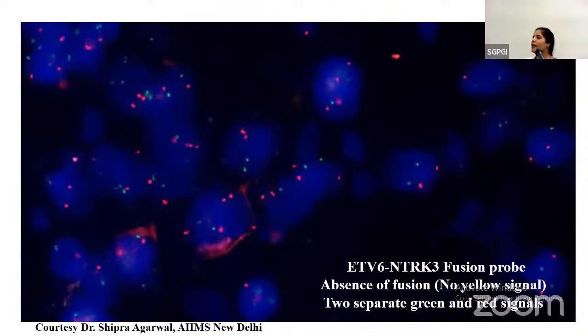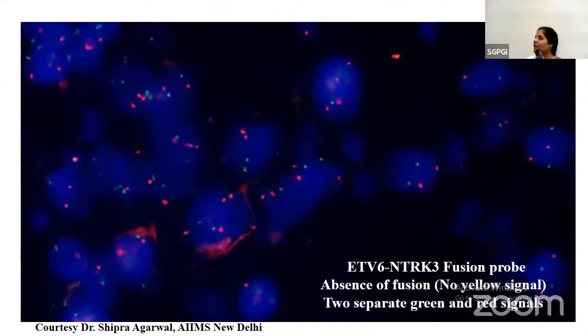So we were assuming that we would be seeing a lot of yellow signals because we were expecting this fusion to be present in this particular case, because mammary analog secretory carcinomas are associated with this translocation and genetic abnormality in almost all the documented cases. But in this case, we saw 2 separate green and 2 separate red signals. So there was no fusion of ETV6 and NTRK3.